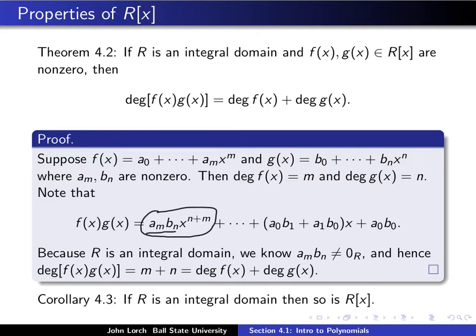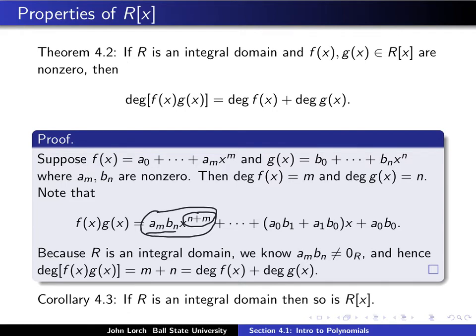And we know that that leading coefficient is non-zero because in an integral domain, if you take any two non-zero objects and multiply them together, the product must also be non-zero. Therefore, the degree of the product of the two polynomials, f times g, is m plus n, and that's the degree of f plus the degree of g.